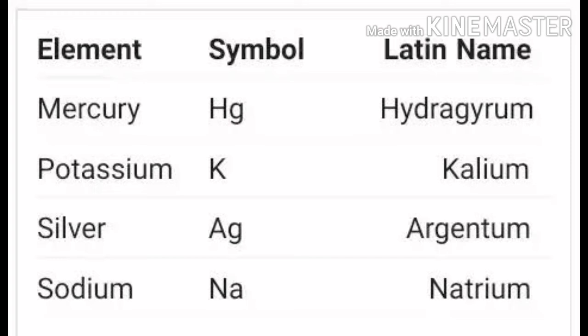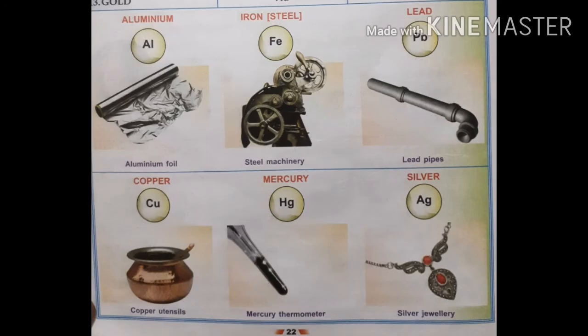And some elements are named according to their Latin name. Here is the example of mercury. The symbol of mercury is Hg and its Latin name is Hydrargyrum. So H from Hydra and G from gyrum. The Latin name of potassium is Kalium, so he took the symbol K from its Latin name. And the symbols which are derived from Latin names are widely used.